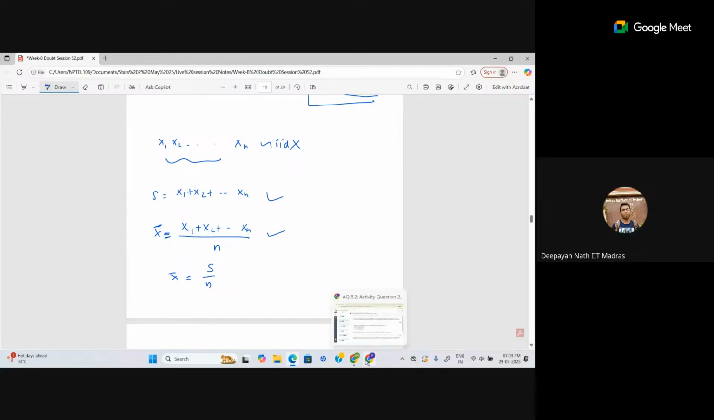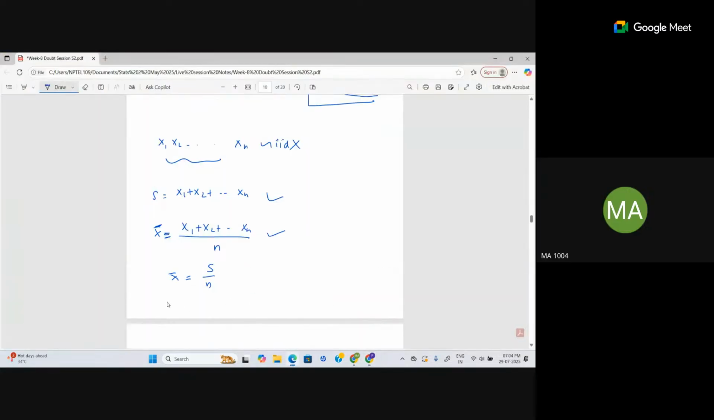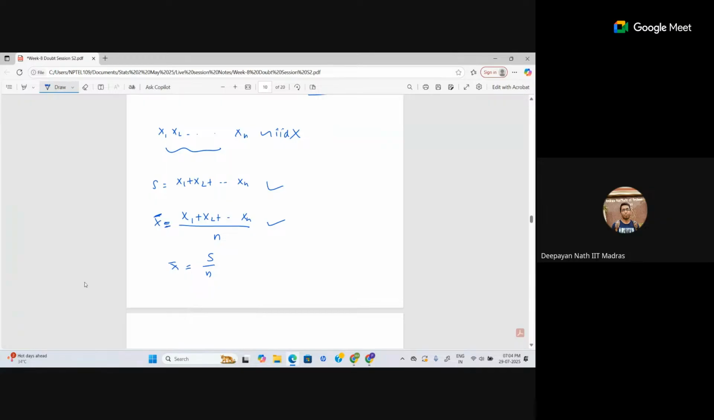Ma'am, CLT will always follow normal distribution, na? Yes, it is the normal distribution for the sample mean, or the sum of IID variables.